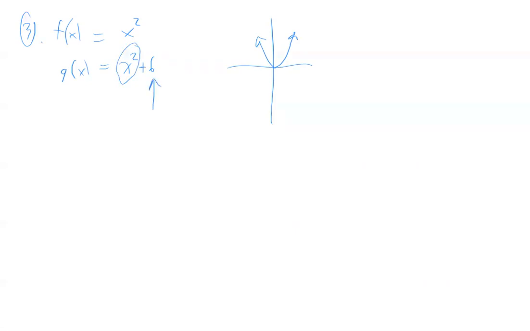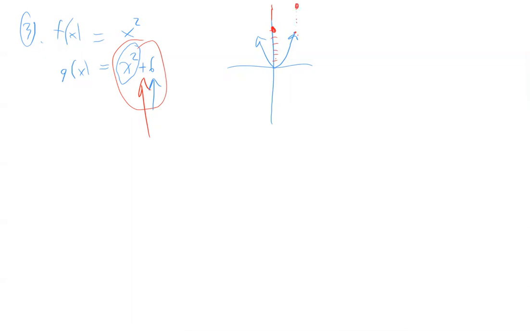So the next function's graph, I'll do it in red. The graph of this new function right here is just going to be the graph of the old function with 6 added onto it. So if I go 1, 2, 3, 4, 5, 6, and I start from there, and I go from here, I go 1, 2, 3, 4, 5, 6, and I go there.